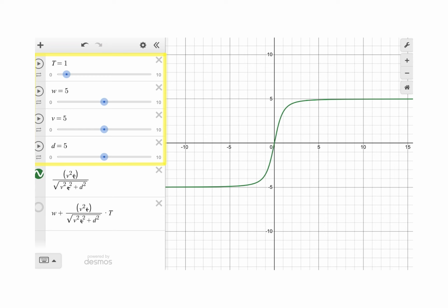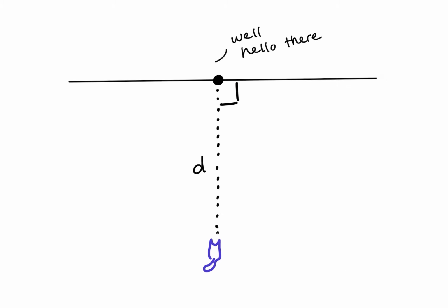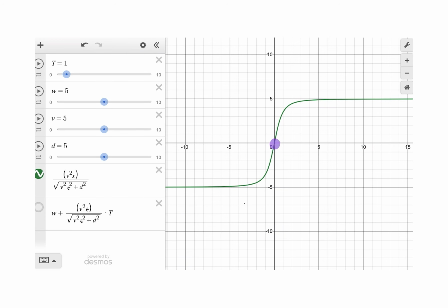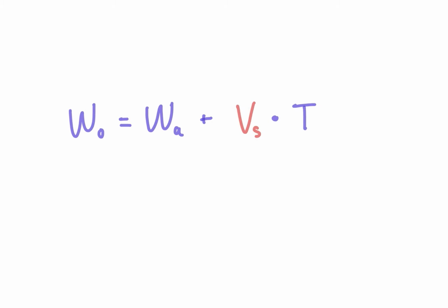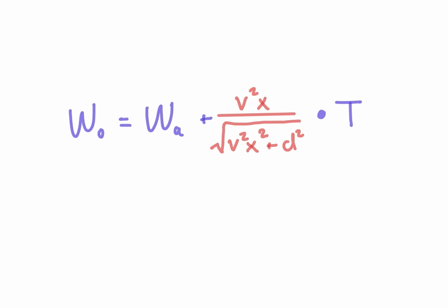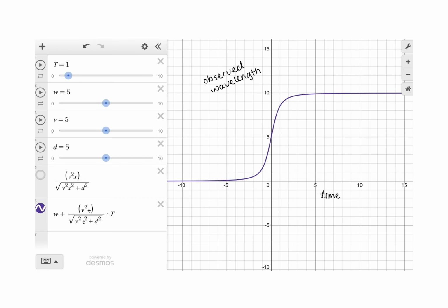We see the radial velocity approaches the velocity of the source as time goes to infinity, and when the object passes us at t equals 0, it is 0, like we discussed before. And if we plug this function back in as velocity in our old equation for observed wavelength, we get our new equation. Let's graph it, again with arbitrary values for our constants.